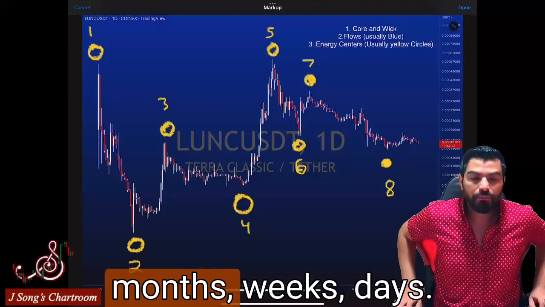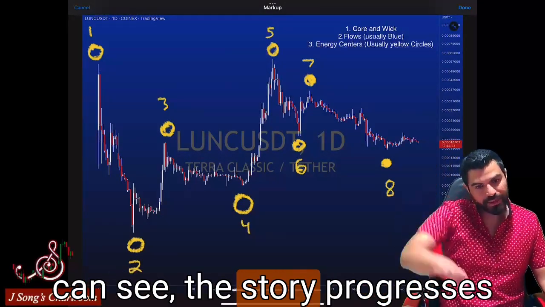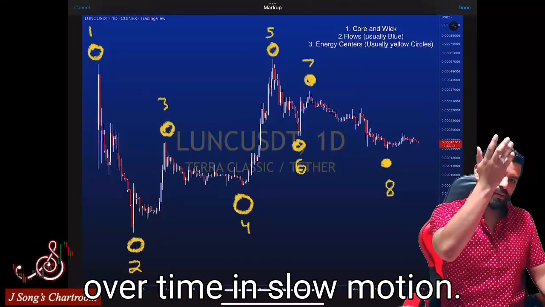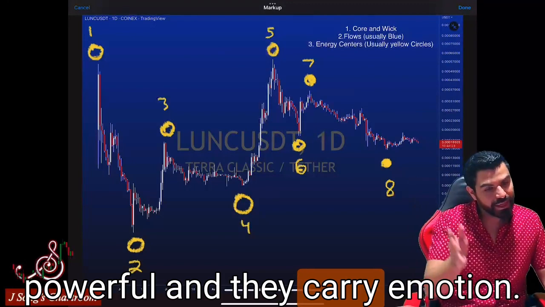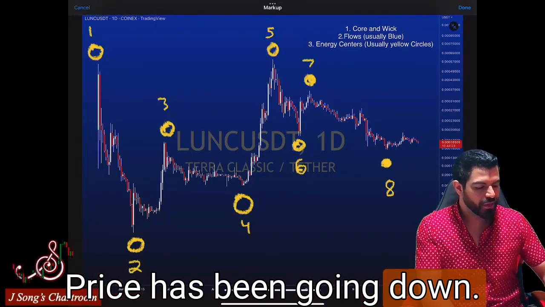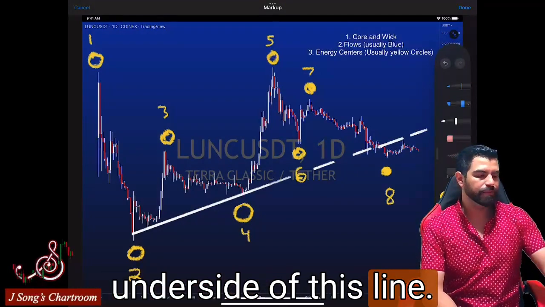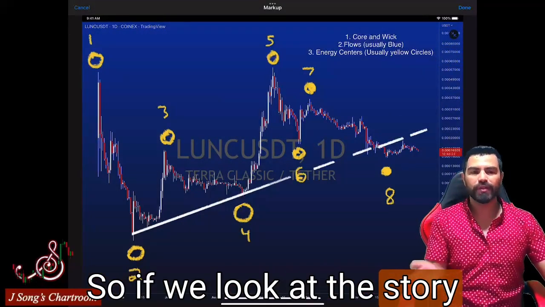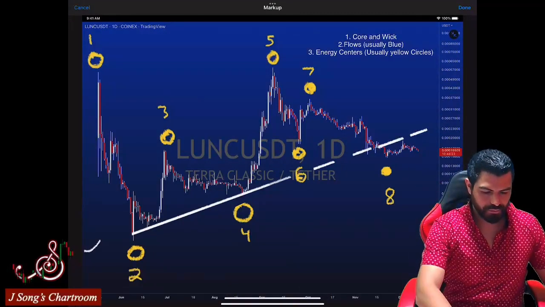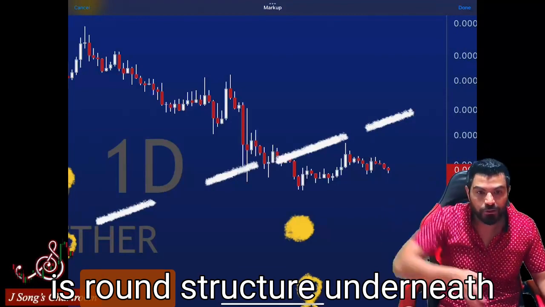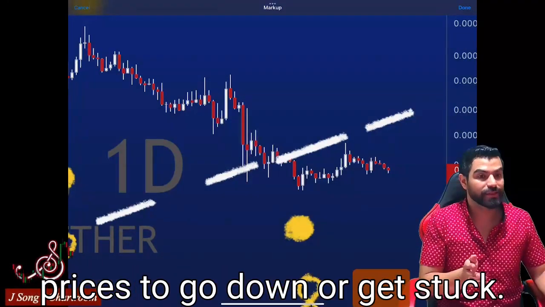In fact, sometimes months, weeks, days, everybody can do this. As you can see, the story progresses over time in slow motion. These points up here are very powerful and they carry emotion. Price has been going down. Price is now on the underside of this line. So if we look at the story so far, we can see that price came up to this line. Now, one thing we don't want is round structure underneath weakness. Otherwise, it can cause prices to go down or get stuck.